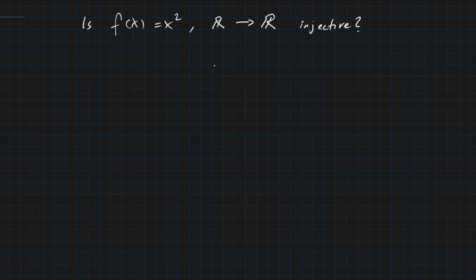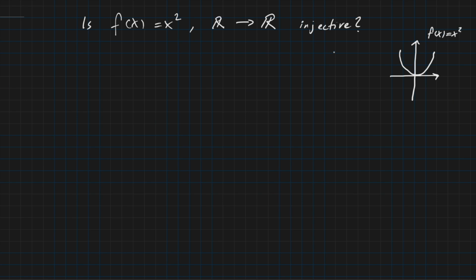So now we are looking into injective functions. We are given here f of x equals x squared, and we are asking ourselves whether this function on the domain real numbers is an injective function. And let's draw the graph first. As we all know, this function looks like this. Okay, so this is f of x equals x squared.